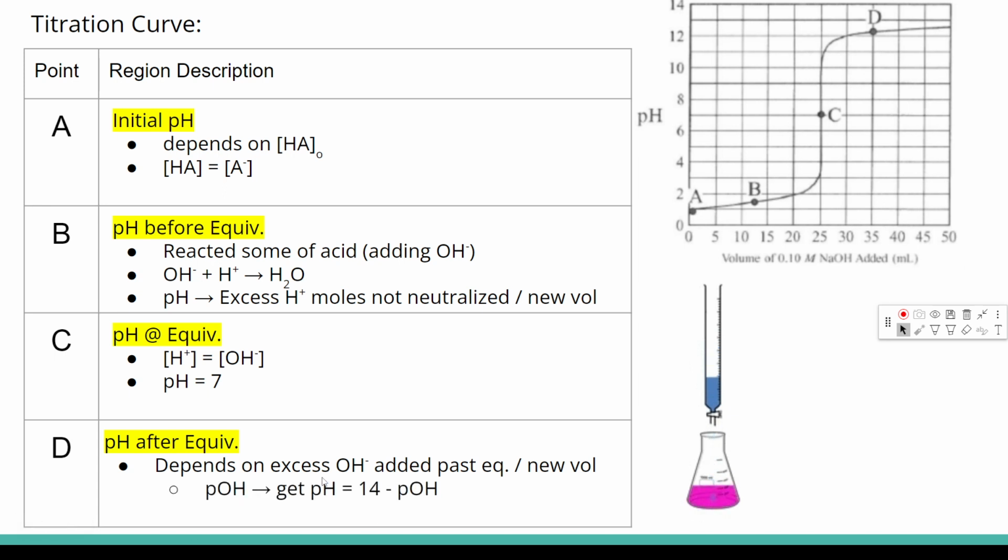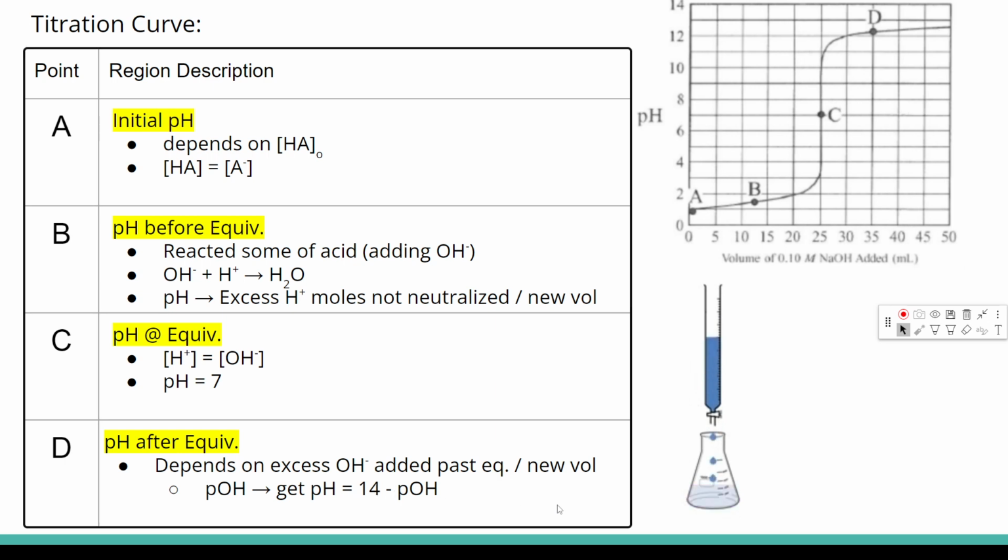So to get pH, you have to get the concentration of OH- and the new volume. Be careful about the OH- added past equivalence, because some of the moles had to neutralize, right? So it's whatever extra OH- you have there. And then you'll have a new volume. So you get the pOH, and then you use the formula pH plus pOH is 14, and reorganize it to get your pH. Good old algebra.